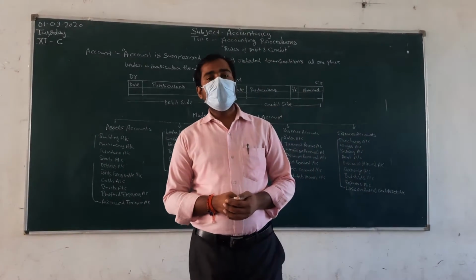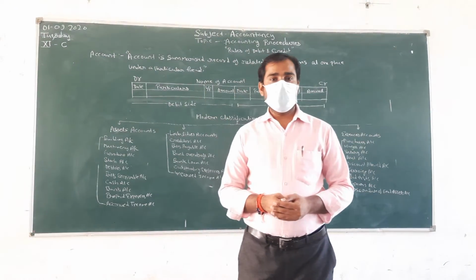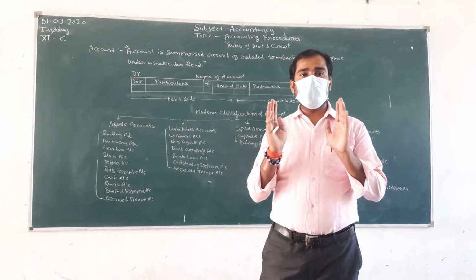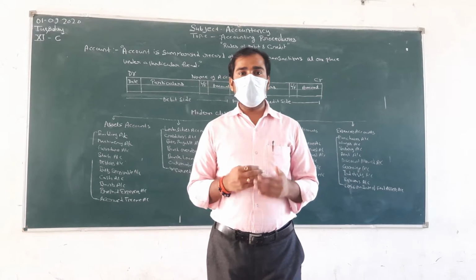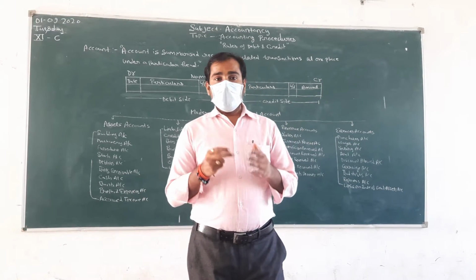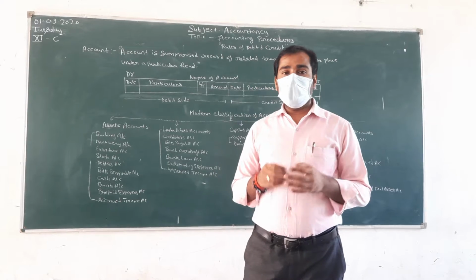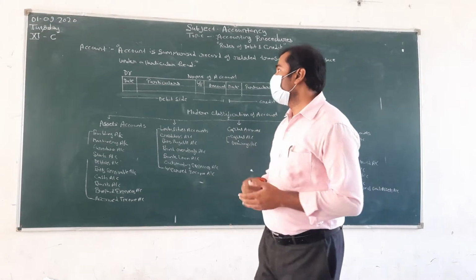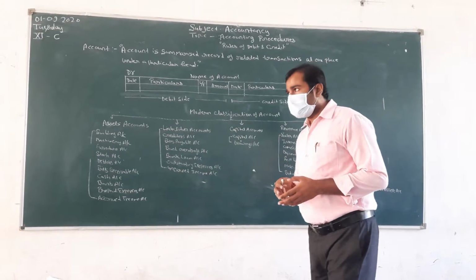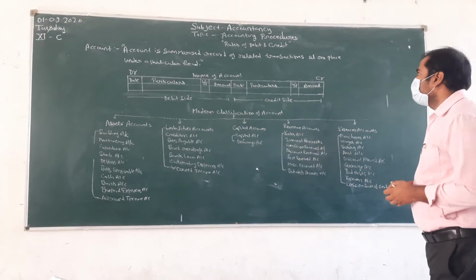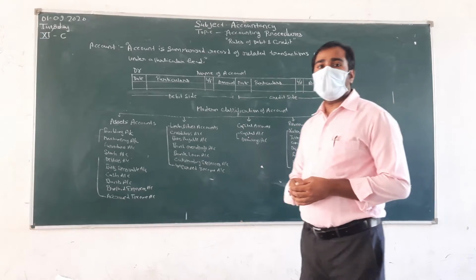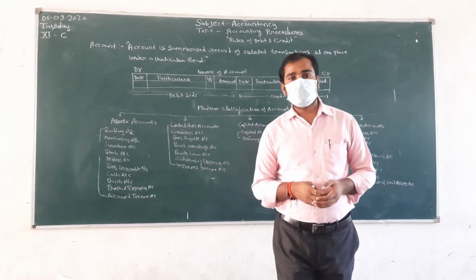It means the double entry system, which affects both sides of the account. And when it affects both sides of the account, the question arises: what does account mean? So let me discuss that an account is a summarized record of related transactions at one place under a particular head.